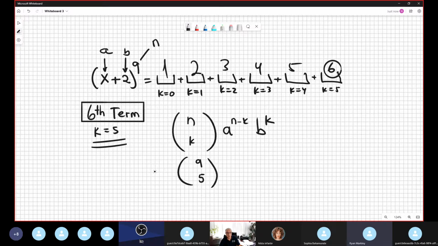And A is x raised to the 9 minus 5, which is 4, and B to the 5th power. But B is, no, B is 2. Sorry, I'm crazy. B is 2. This is 2 times 2 to the 5th power.